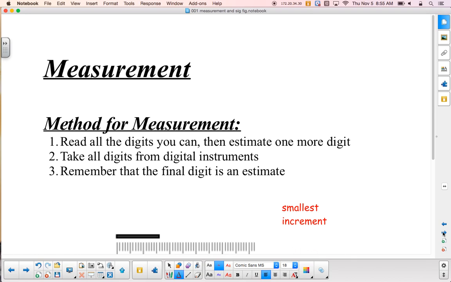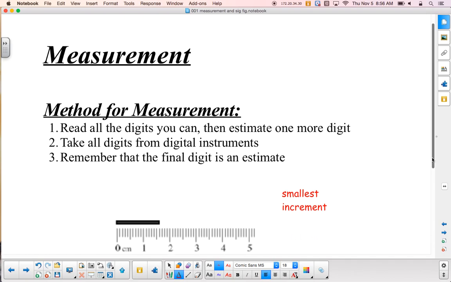In science, it's very important that we take measurements properly. Our method for taking measurements in chemistry class is going to be to read all the digits that you can from your instrument, and then estimate one more digit. When you're working with a digital instrument, you want to record all the digits on the digital output of your digital instrument. And lastly, remember that regardless of the situation, the final digit of your measurement is an estimate, estimated by you on a non-digital instrument, but the digital instrument itself estimates something into the last position of the measurement.